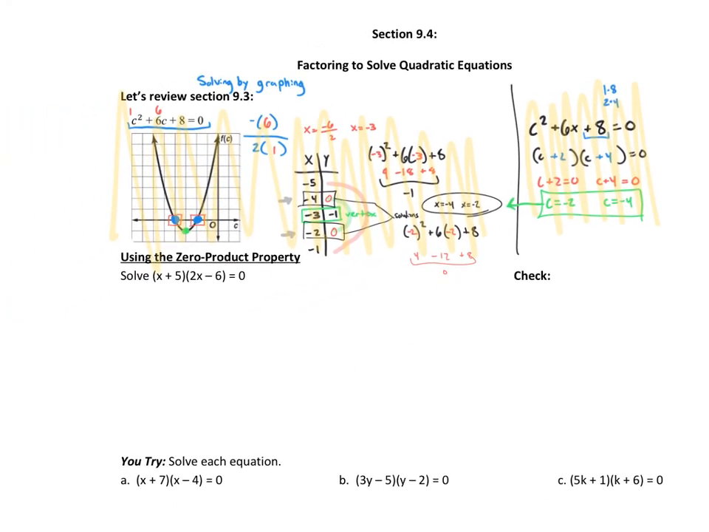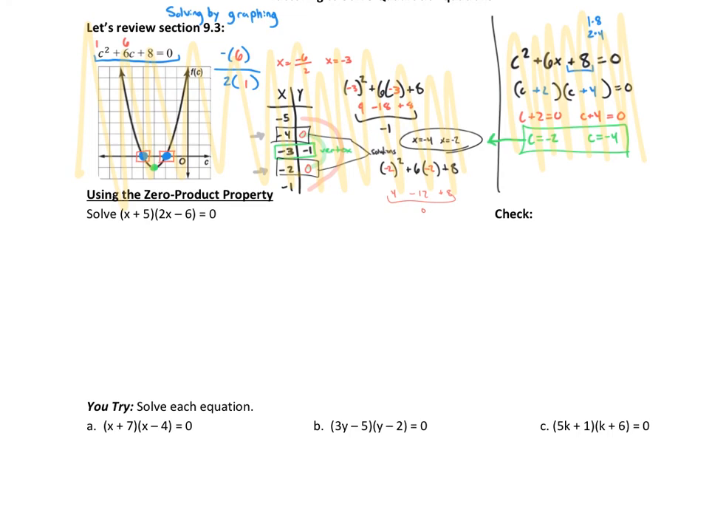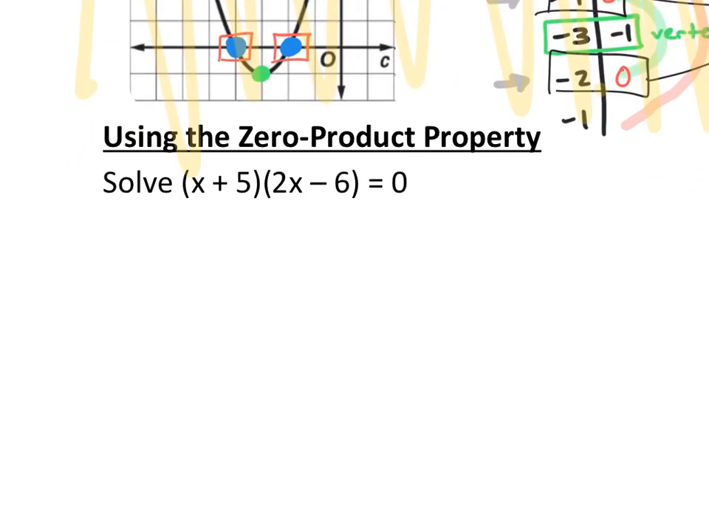So what I've given you here are examples that have already been factored. So I'll do one more example and then let you try the bottom three. Remember, the zero product property is all about taking both pieces and setting them equal to 0.